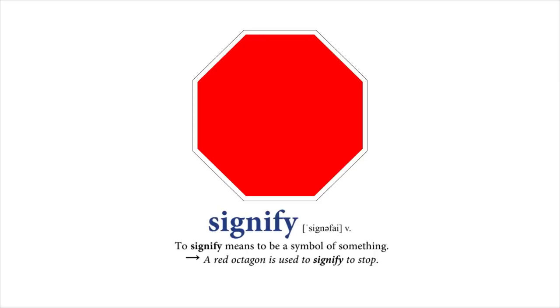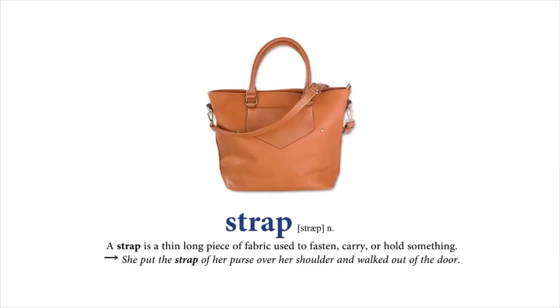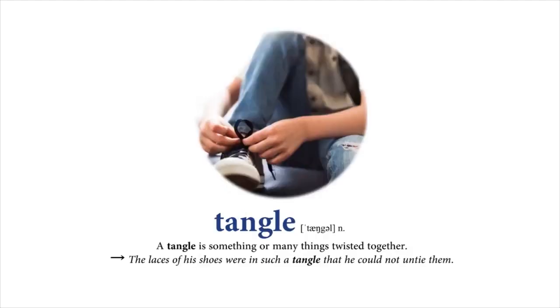Signify. To signify means to be a symbol of something. A red octagon is used to signify to stop. Strap. A strap is a thin, long piece of fabric used to fasten, carry, or hold something. She put the strap of her purse over her shoulder and walked out of the door. Tangle. A tangle is something or many things twisted together. The laces of his shoes were in such a tangle that he could not untie them.